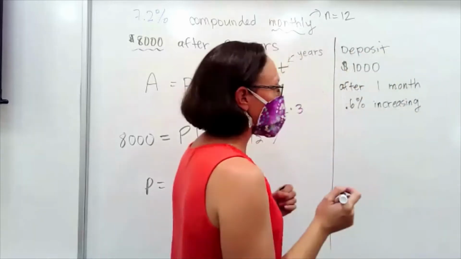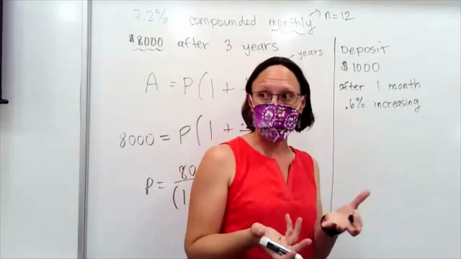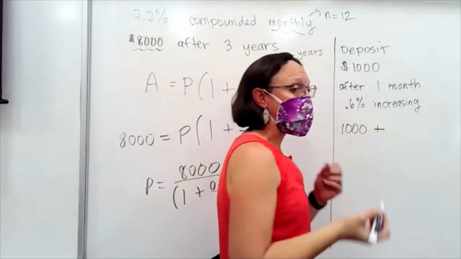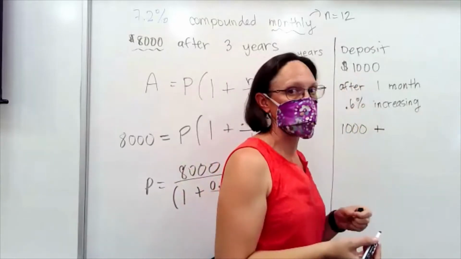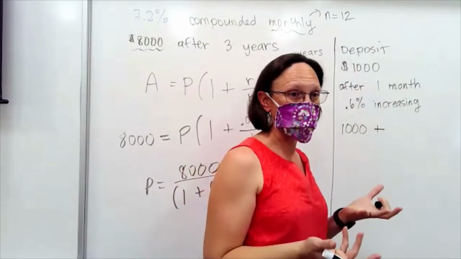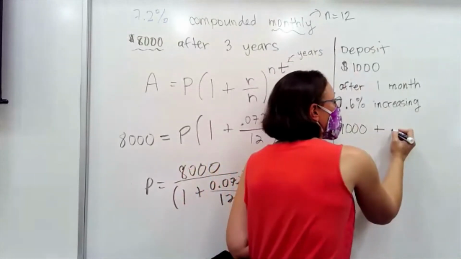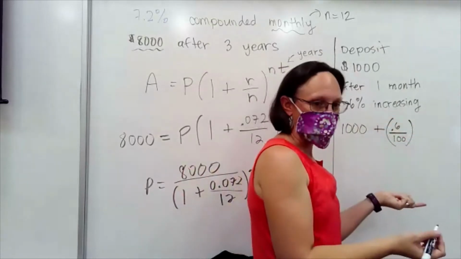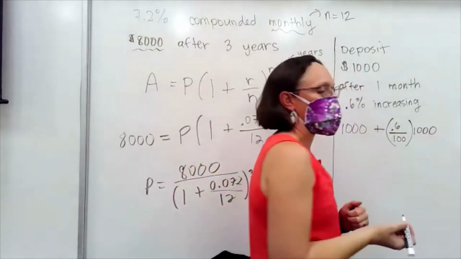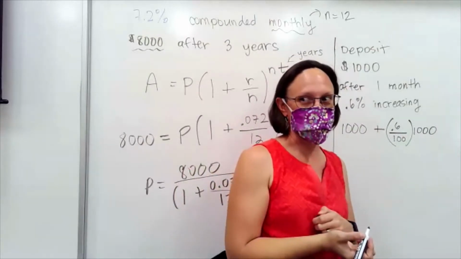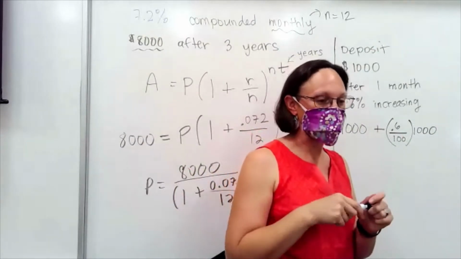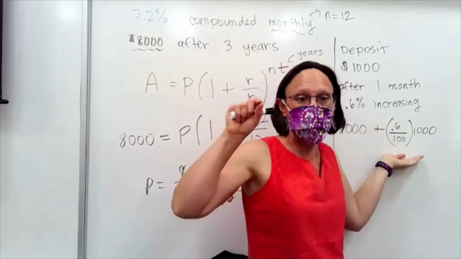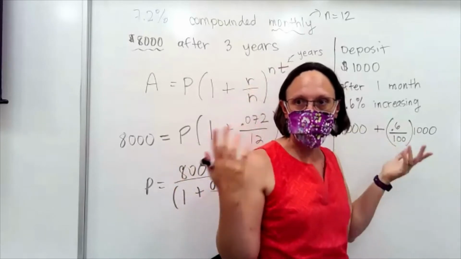So if I'm going to have a 0.6% increase and I needed to calculate that, well, I started with 1,000 and now I'm going to add to that 0.6% of 1,000. But to find 0.6% of 1,000, I would have to take that 0.6 divided by 100 and then multiply by 1,000. So I guess I'm looping back around to, if we're going to calculate a percentage of something, we really have to calculate it by taking the number and either moving the decimal point over two places or dividing by 100.